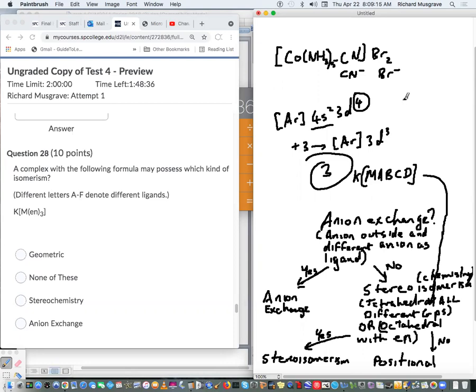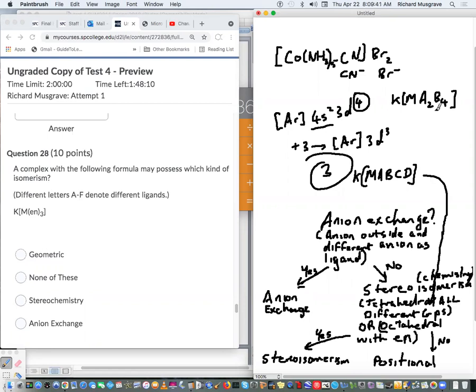And positional, an example would be K, M, A2B4. That would be something like that. That's an octahedral, and the A2 could be 90 degrees or 180 degrees apart. So that would be positional. You'll notice it doesn't fall into either of the other 2 categories.